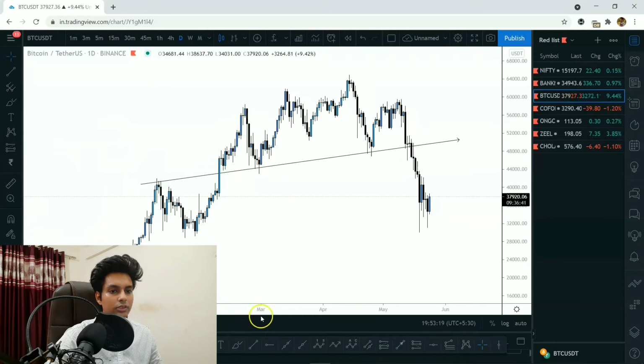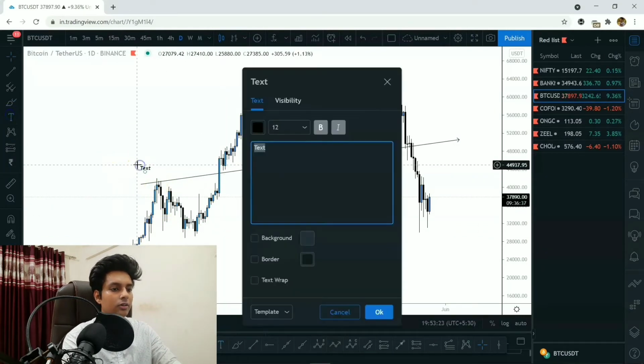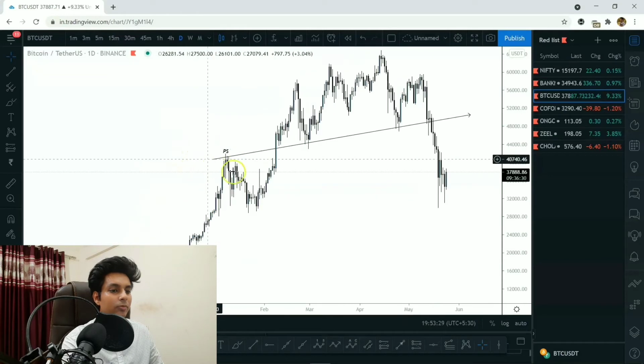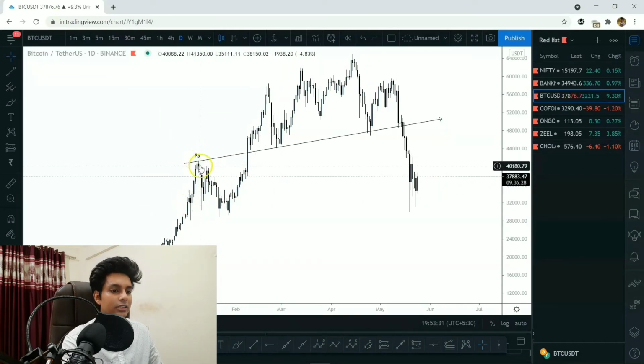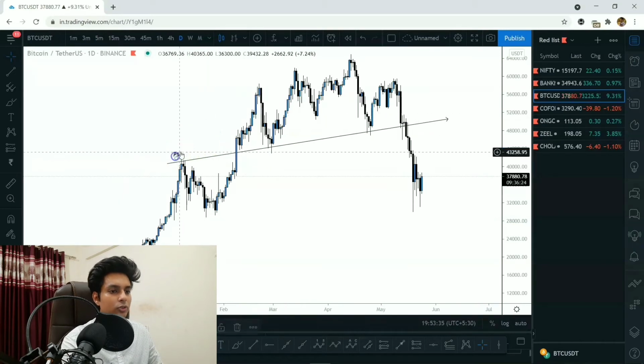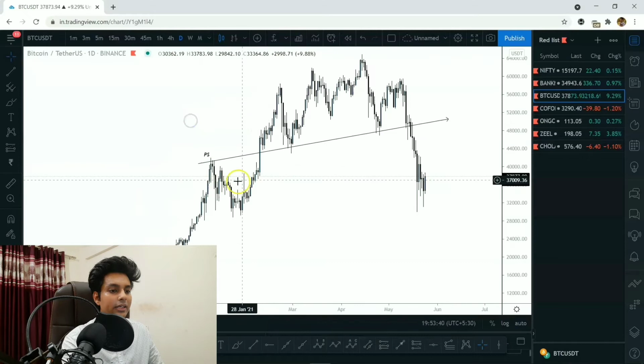Here, if you can see this particular phase, it's very clear to people who know Wyckoff: it is PS. This is where the institutions are already booking their profits, but the retailers, the young generation, the Gen Z, were trying to buy. They weren't able to buy here as well.